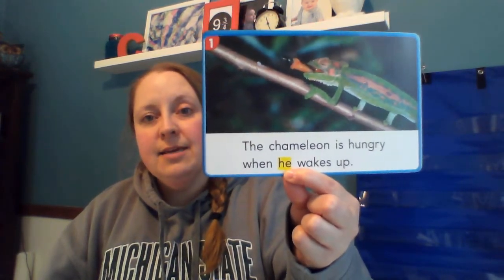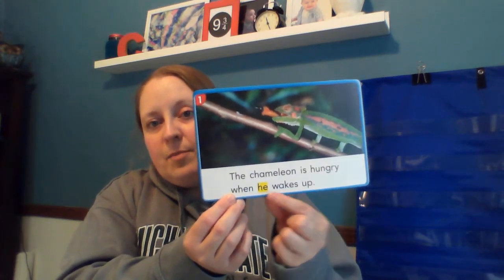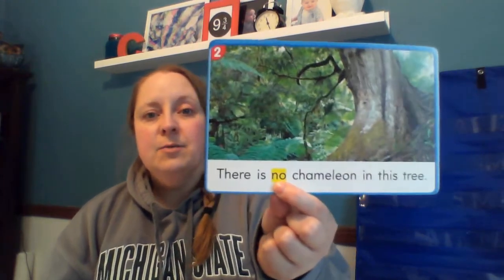All right, now let me show you our 6 new word wall words. The first word I'm going to show you is the word he. H-E spells he. The chameleon is hungry when he wakes up. He. We use the word he when we're talking about a man or a boy. We might say, he is my father, or does he live on your street? He, H-E. The next word is a word that most of you already know. It is the word no. N-O spells no. There is no chameleon in this tree. No. N-O.